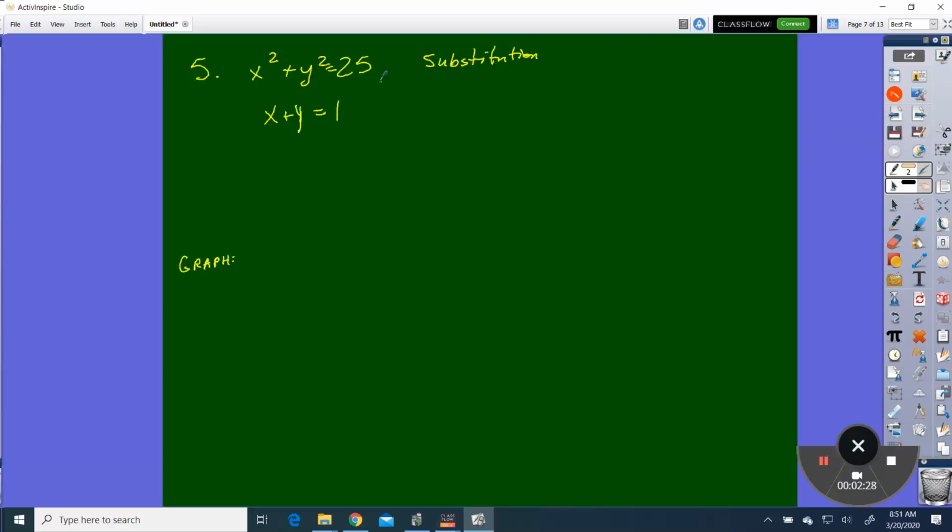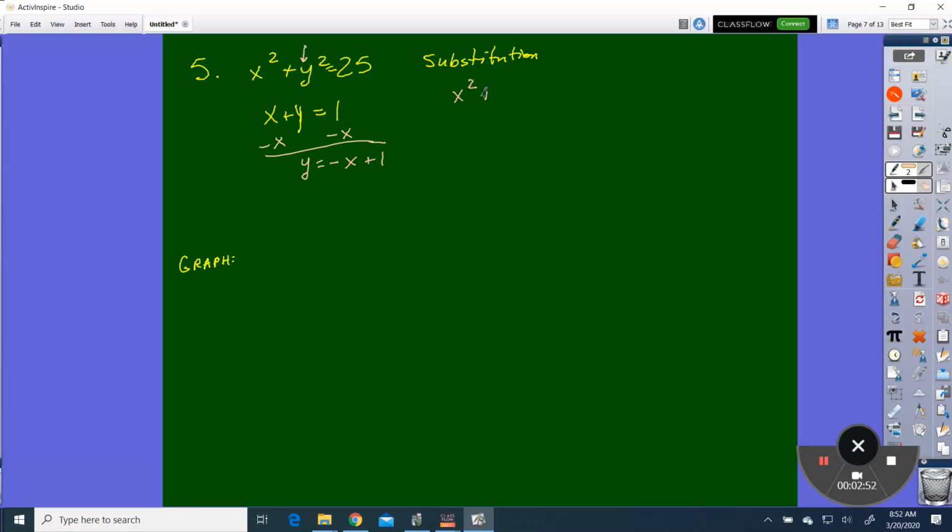Again, we're still using substitution. So I'm going to have to solve for y down here. So I minus the x from each side, or I could have solved for x. I'm used to solving for y, so I did. So y equals negative x plus 1, and I'll show you why I solve for y when I go to the graph part. Okay, so now I'm going to replace this y up here with negative x plus 1.